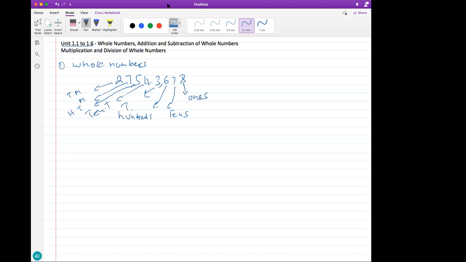Each placement value, each digit belongs to a specific placement value. And we use those when we add and subtract. It's very important to align those placement values.